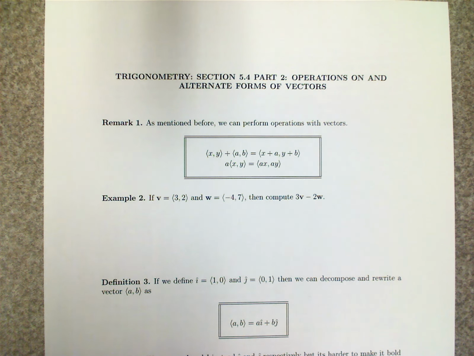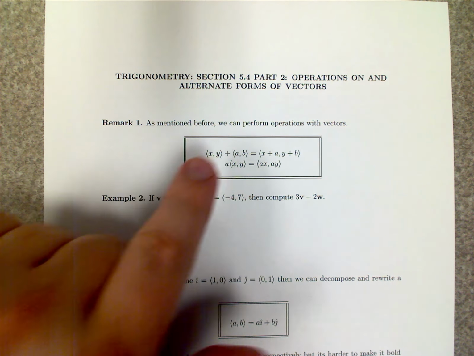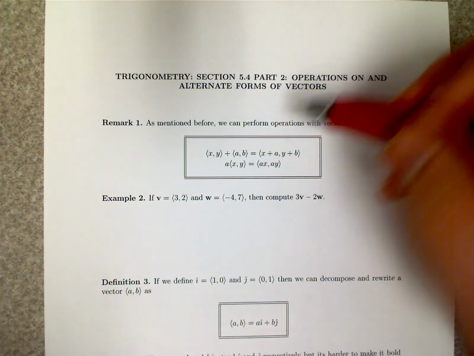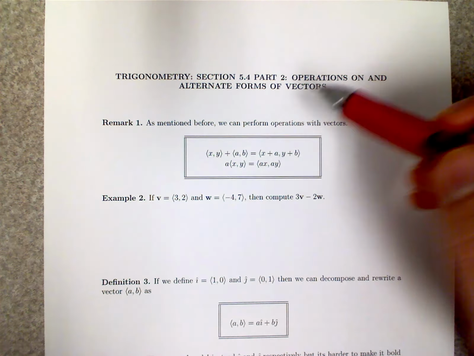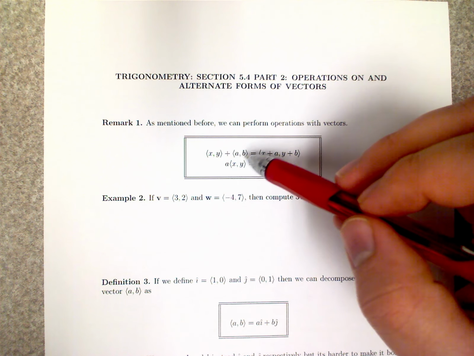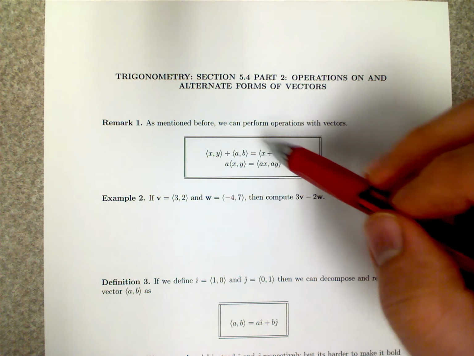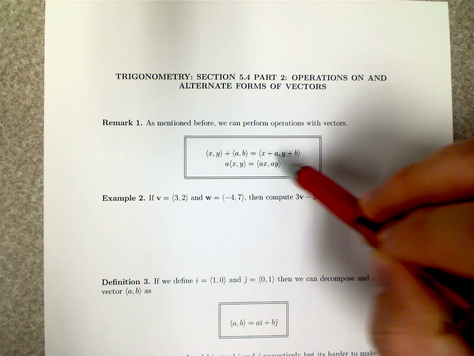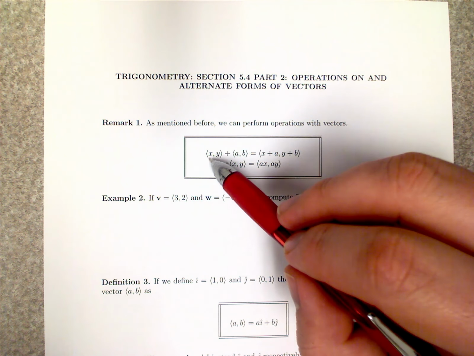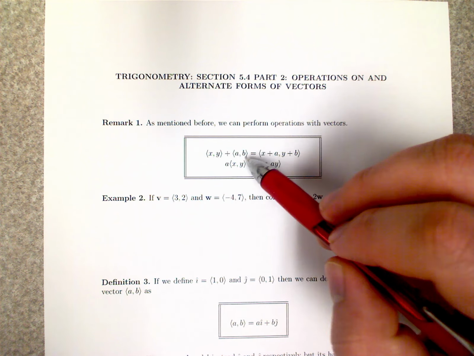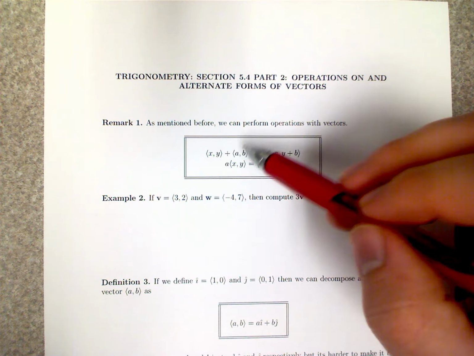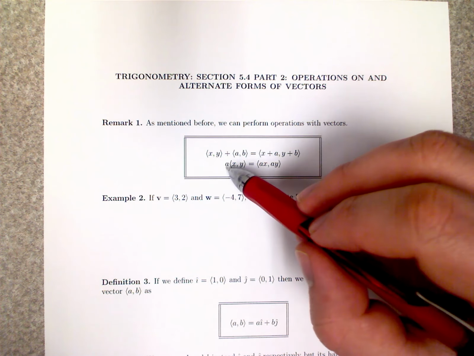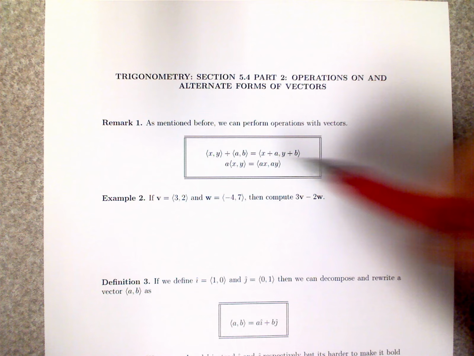So as mentioned in the previous part of section 5.4, we can add vectors, we can multiply by scalars on the outside, and we also talked about how these vectors can be written algebraically. Addition works pretty much exactly like you would think algebraically: the horizontal components add, the vertical components add, so x plus a, y plus b. We can also take the scalar on the outside and multiply it to each of the components inside.